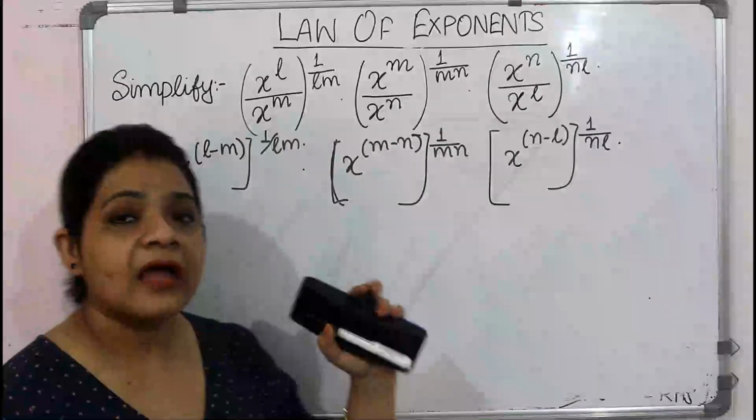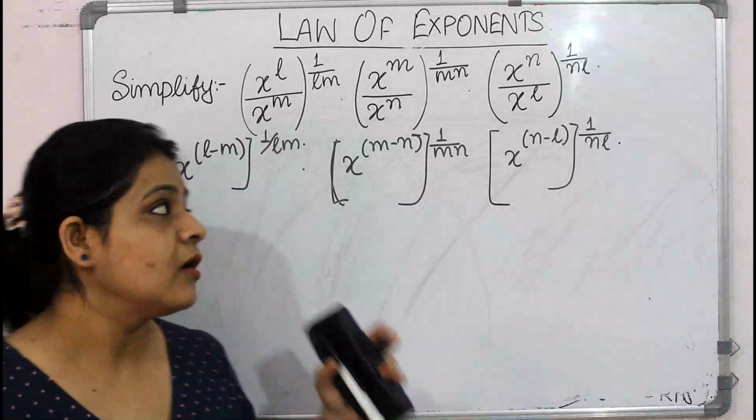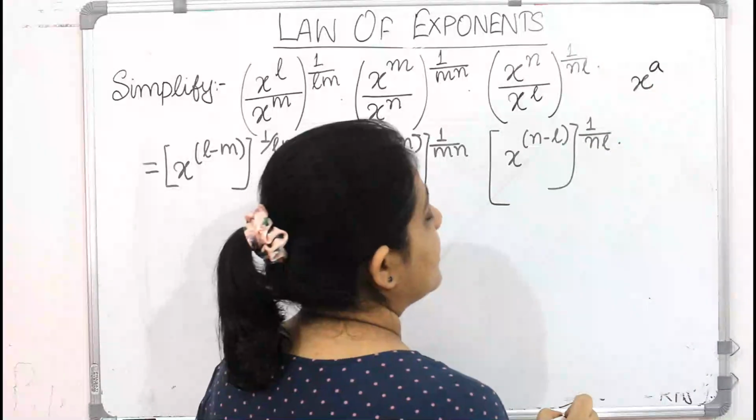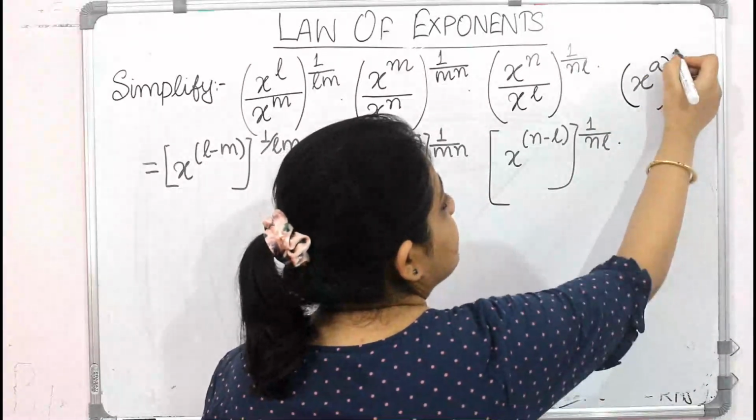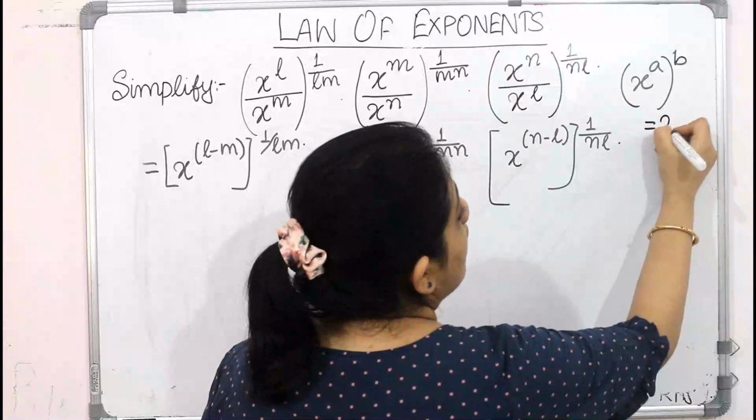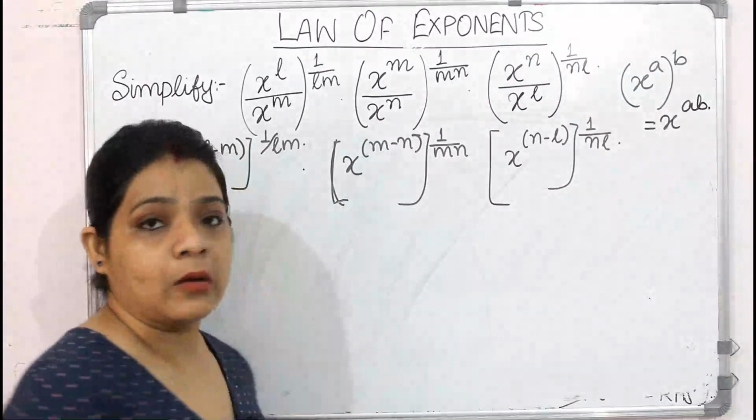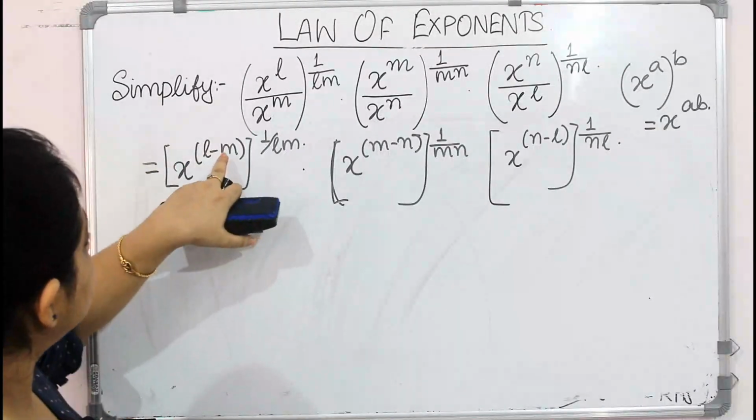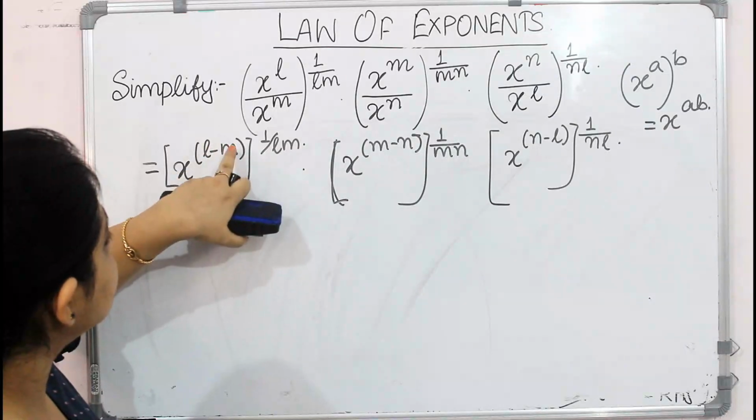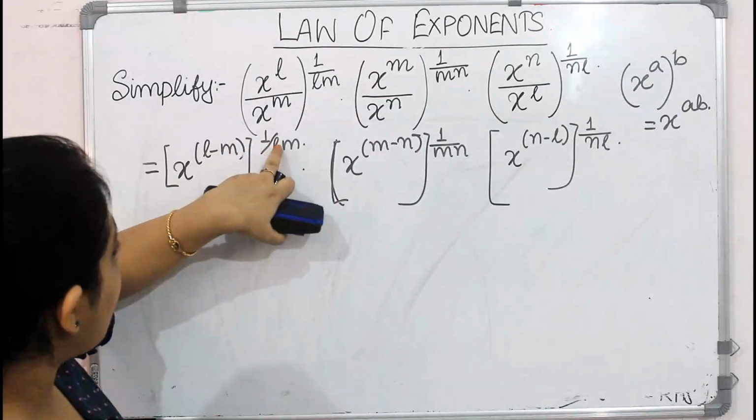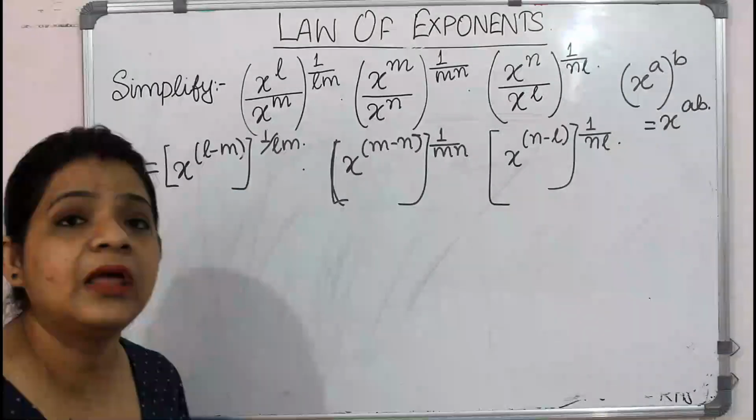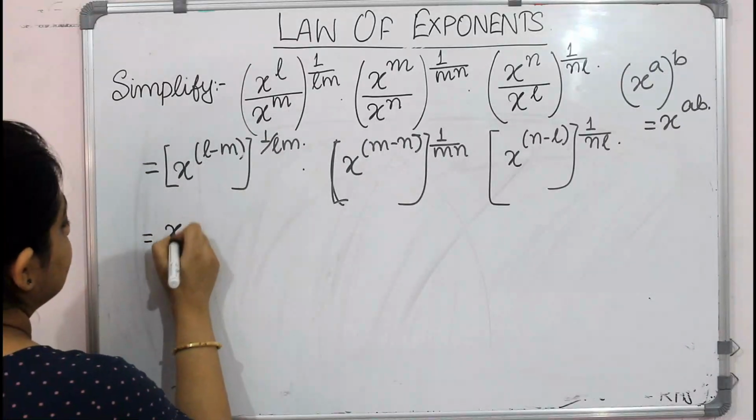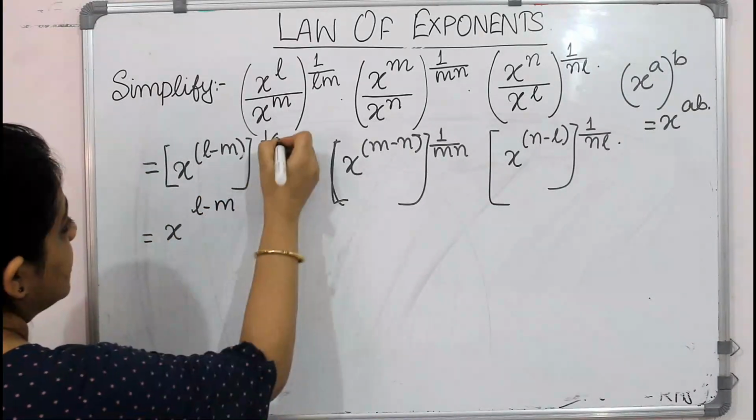Okay, now again you have another formula from the law of indices, that is, if x to the power of a is there, again if it is placed under another power, so what we do, we multiply both the two powers. Okay, so this formula is known to you. Now here this is one power, l minus m is one power, and another power is 1 by lm. So simply you are to multiply those two powers. So simply we can write it as x to the power of l minus m into 1 by lm.